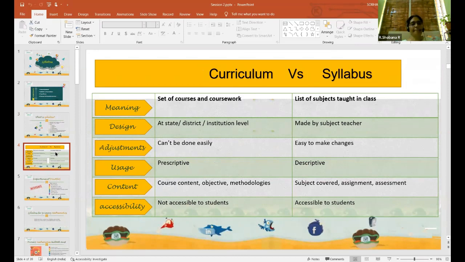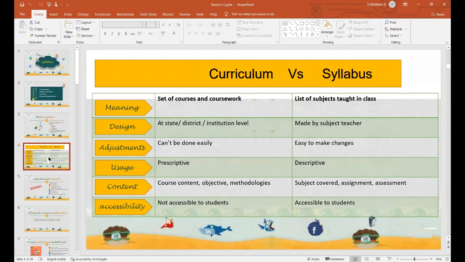Anyone? You all follow the difference between curriculum and syllabus? Anything we have left out, you can add on. Of course, syllabus is left to the discretion of the teachers and the management, whatever it is.